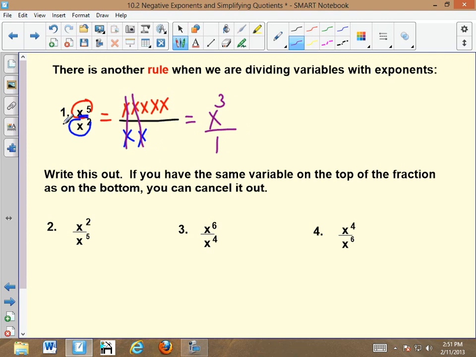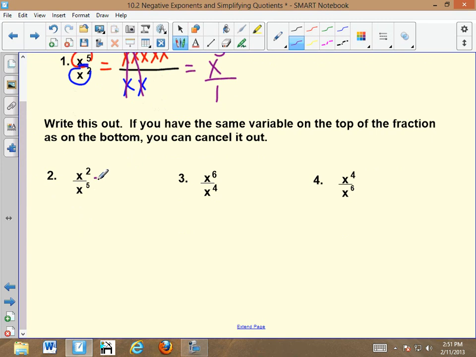So if you have the same variable on top and bottom of a fraction, you cancel them out. Look here. How many x's are on top? 2. How many x's are on bottom? 1, 2, 3, 4, 5. So now, these cancel out. How many x's do I have left? That's right, I have 3 x's left, except are they on top or bottom? They're on bottom. So wherever the big number is, that's where your answer is going to be.